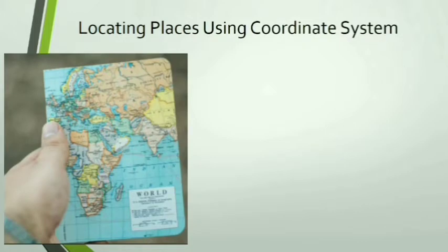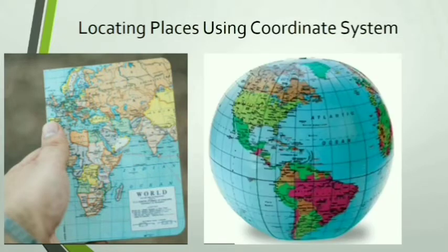Now let us reintroduce you to a map and a globe. A map is a two-dimensional graphical representation of an area, land, and sea, depicting its physical features, while a globe is a three-dimensional spherical model of the Earth.